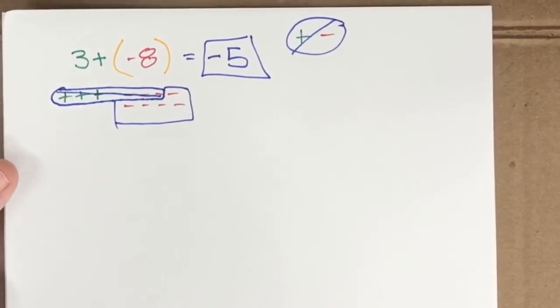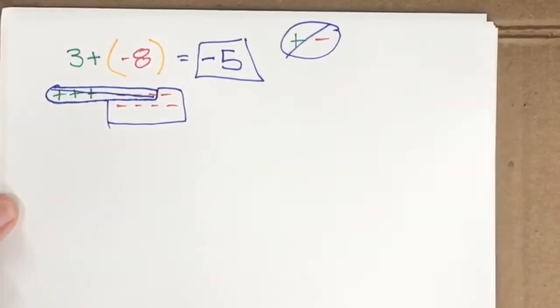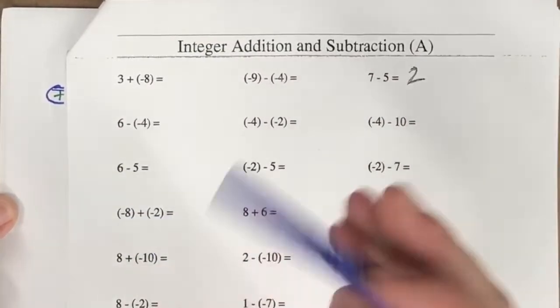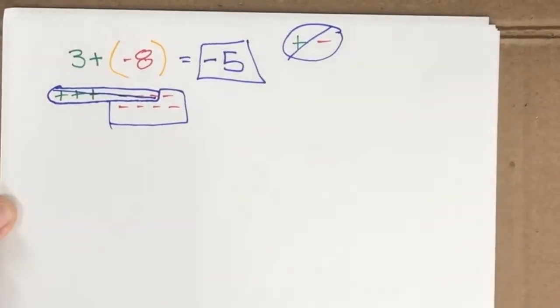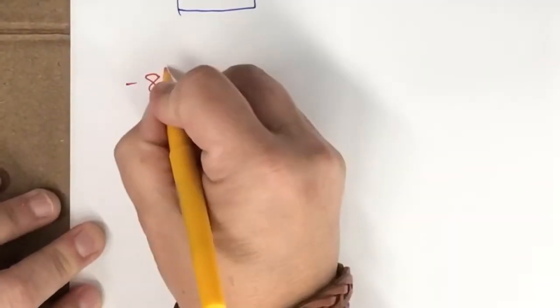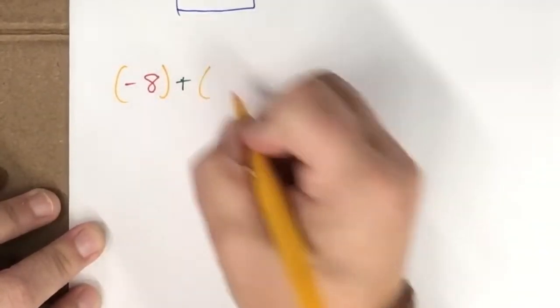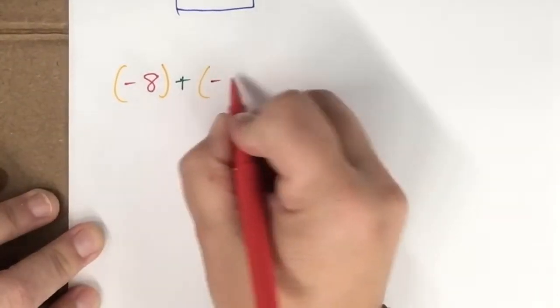Okay, so let's look at another example. If we move down the worksheet, you're going to see this problem right here, -8 plus -2. So this is going to be -8, and your worksheet has it in parentheses just to help you see that that negative belongs to that 8. And then it is plus, we're going to add it to another negative, so -2.